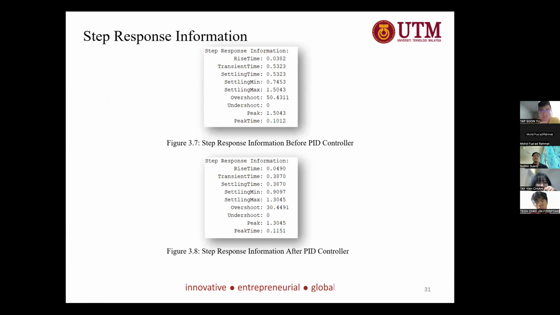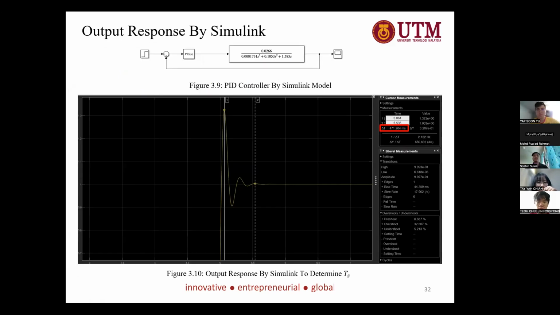Besides using the step response graph, we also can use the step response information. From the step response information in the MATLAB code, we can show the settling time, overshoot, and also the peak time. Next. This is the output response by the Simulink. Figure 3.9 shows the PID controller block using the Simulink model. And in figure 3.10, we use the two cursors to determine the settling time. And next.